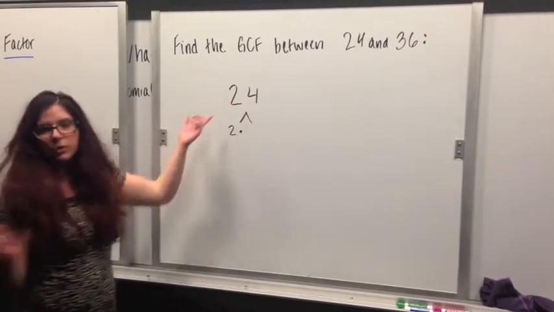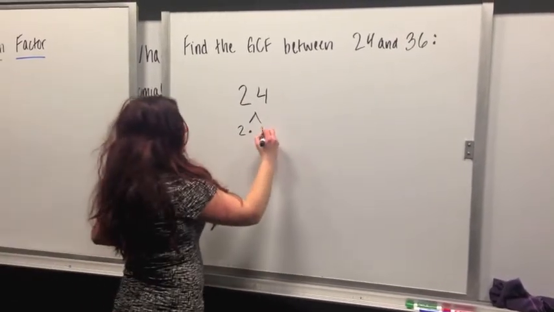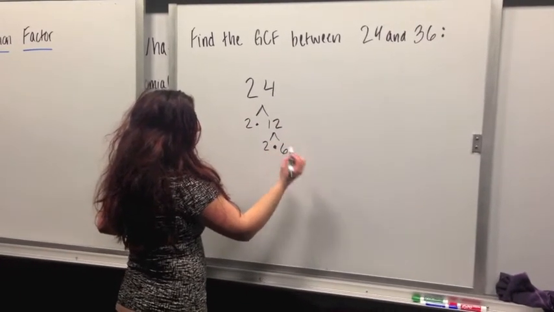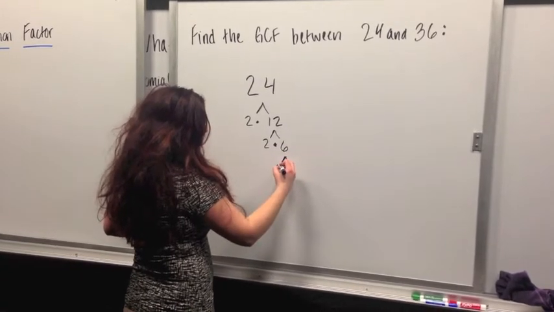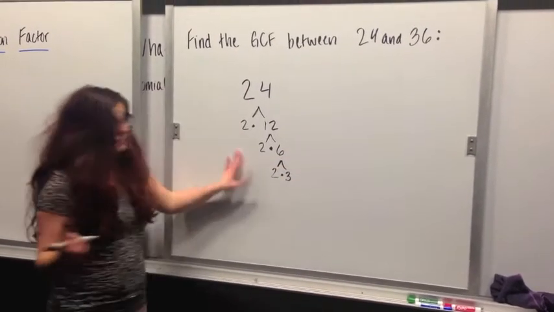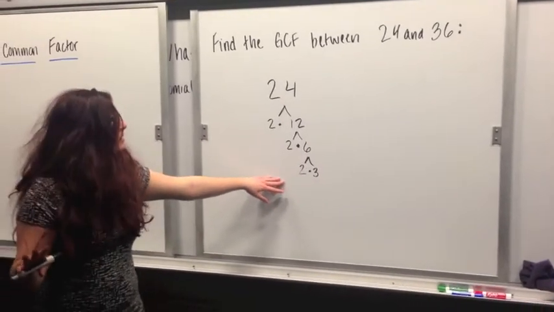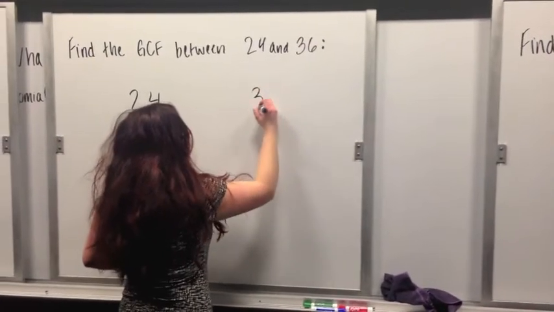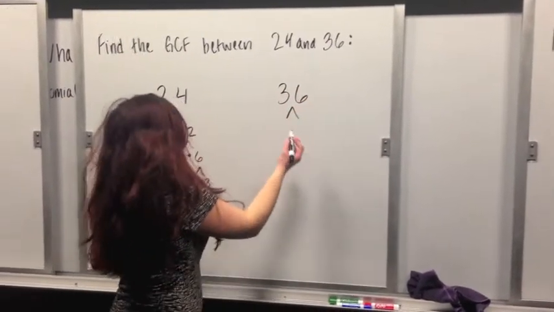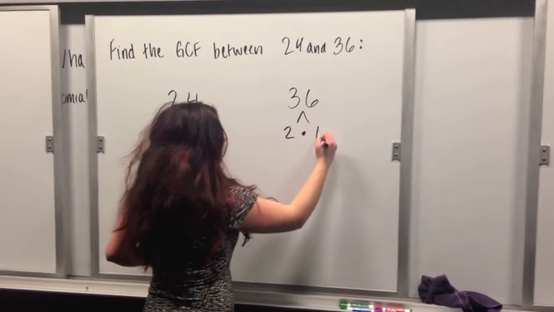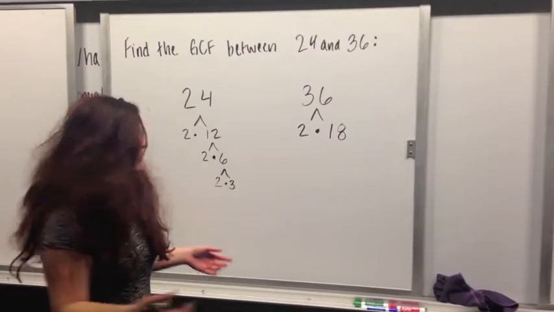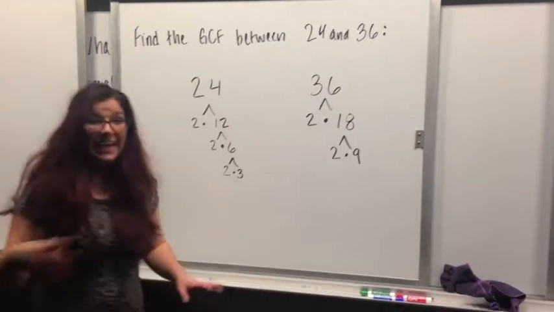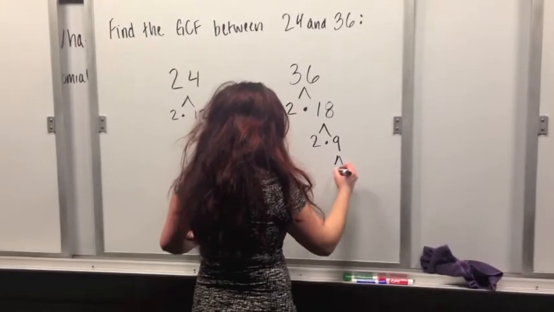We know that 2 goes into 24 because it's even. So we'll say 2 times 12. And then we can break 12 down even further, so we have 2 times 6. And then 6 can break down even more to 2 times 3. If it can't be broken down anymore, then you're done. So we have a 2, a 2, a 2, and a 3. We'll move on to 36. We can break that down into 2 times 18, and 18 can also be broken down into 2 times 9. And again, we can break down 9 into 3 times 3.